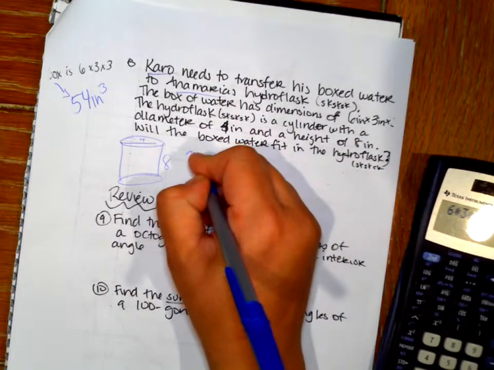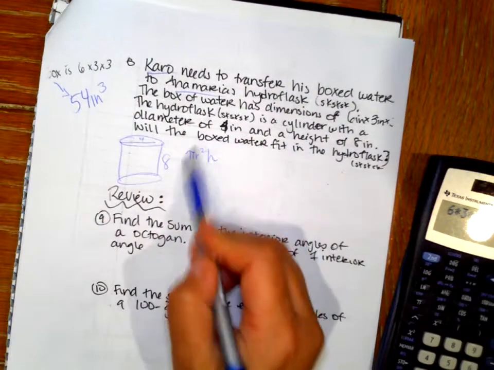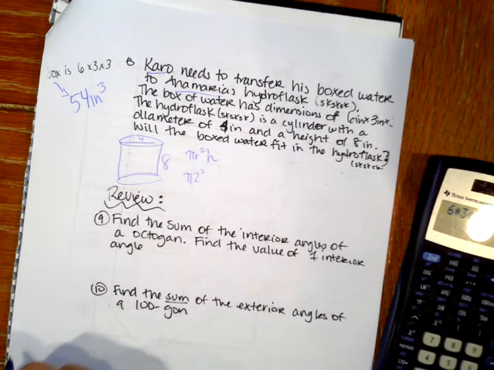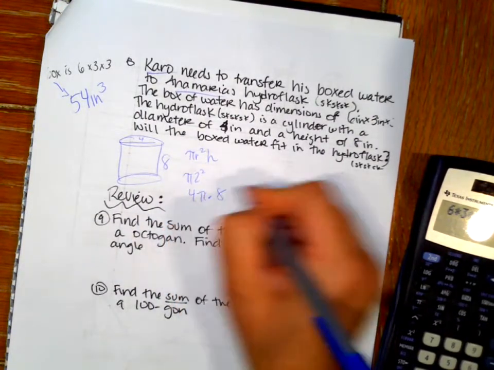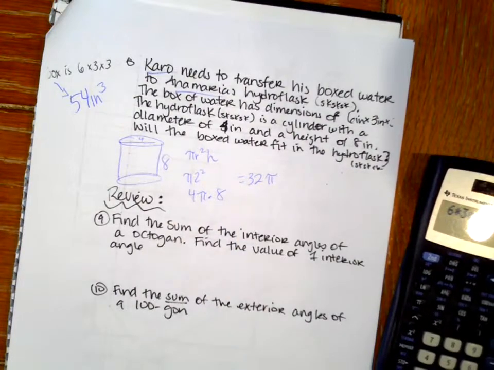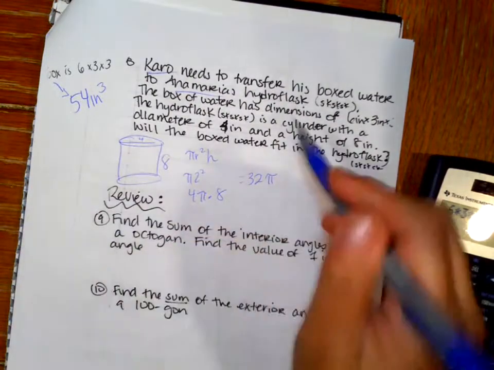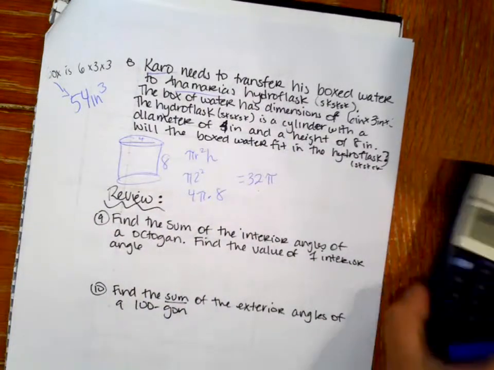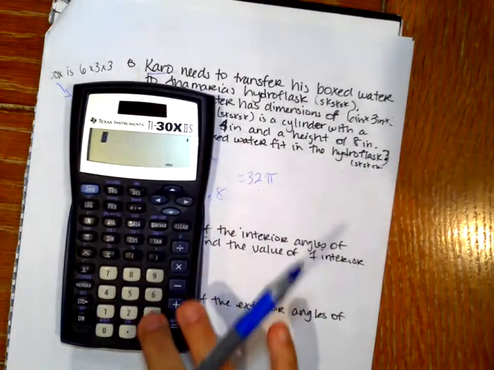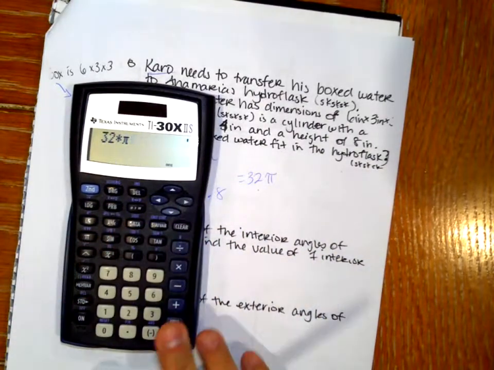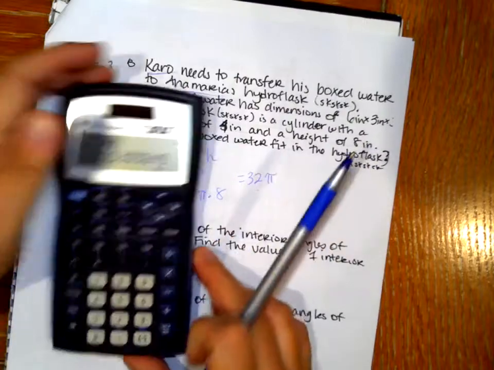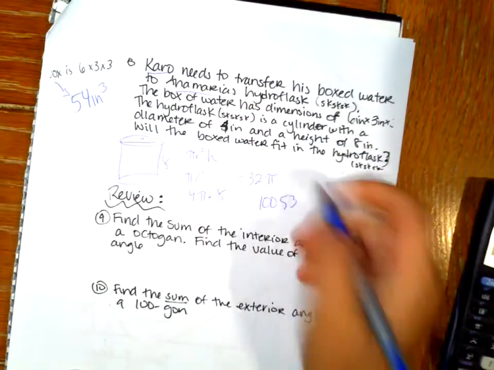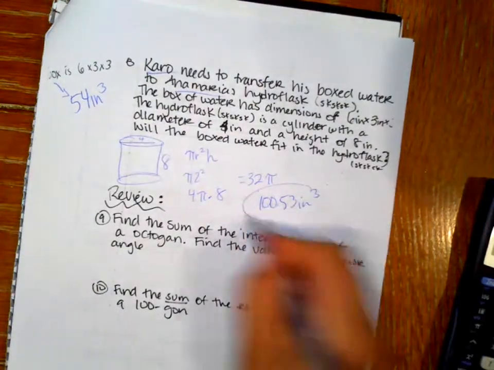So we've got pi r squared h. So let's find the area first, which is going to be pi times 2 squared. So 4 pi times 8, which gets me 32 pi. All right, well, I don't know if 32 pi is bigger than 54 inches. But because you're given a calculator, 32 times pi gives me 100.53 inches cubed. So that's my hydro flask.